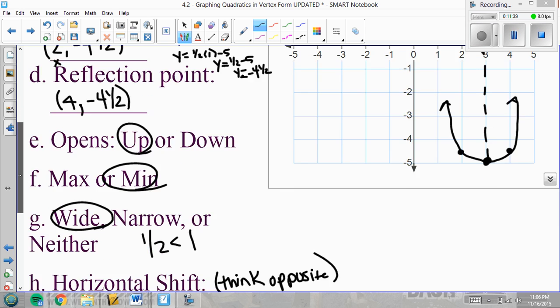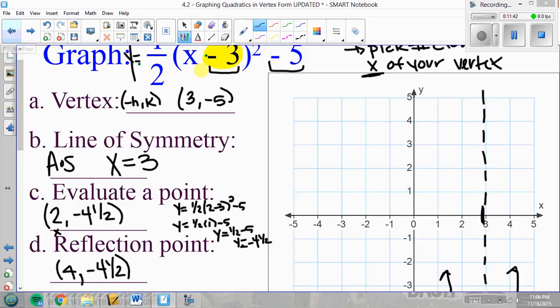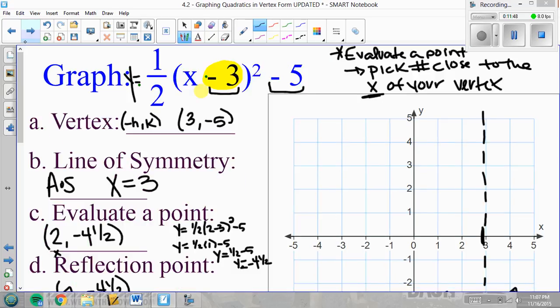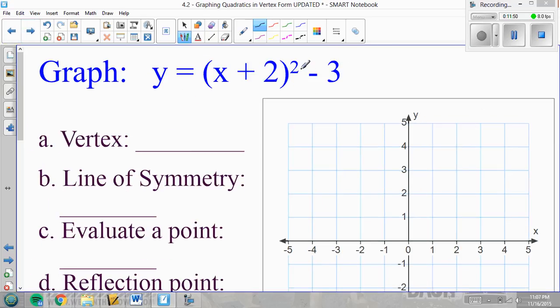Okay, since I skipped one, let's go back to the first one here. I want you to do this one at your seat now. We just did the second one together. We're going to go back and do this first one. I'm going to give you a couple minutes to start this one at your seat. So remember your vertex. You want the opposite of H, and the outside stays the same.